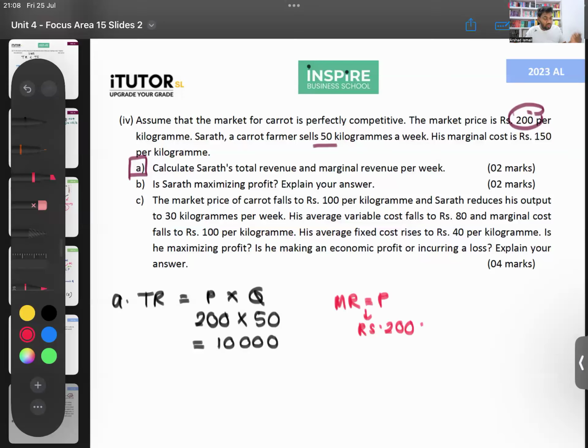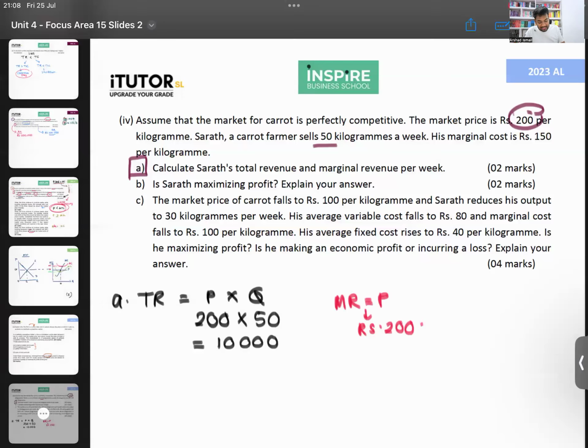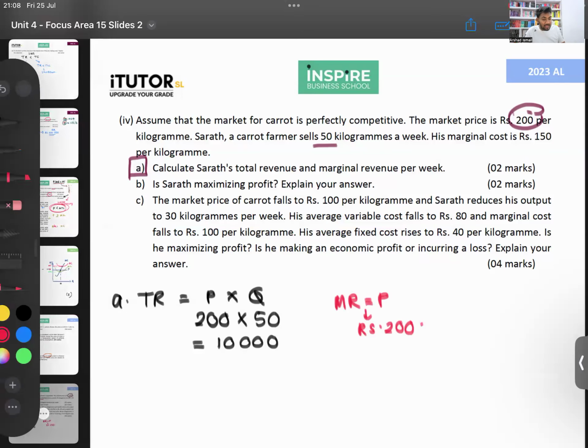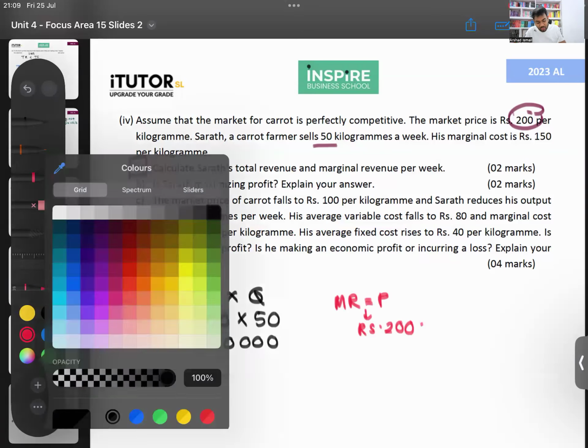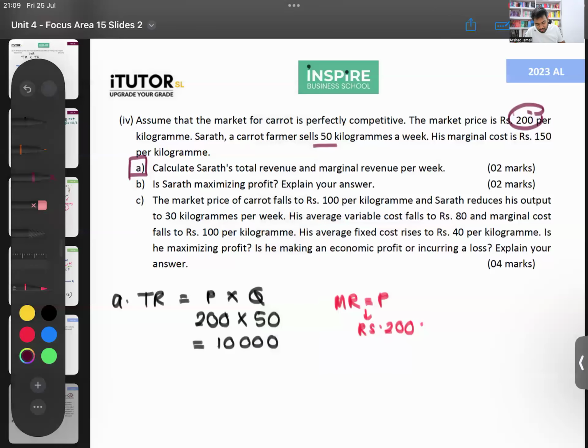Okay, that's part A, 2 marks done. Part B is asking, is Sarat maximizing profit? So here, what should you look at? Is he maximizing profit or not? Do you look at total revenue, total cost, or MR and MC?